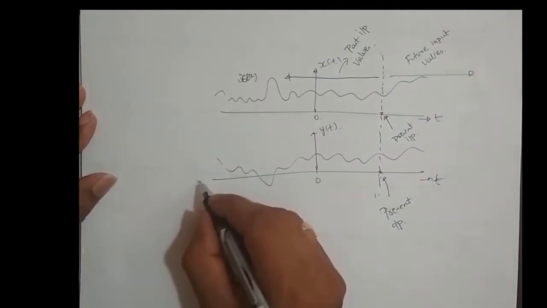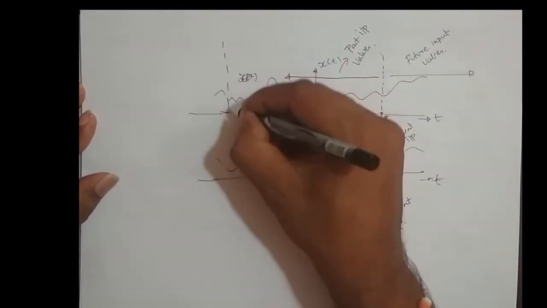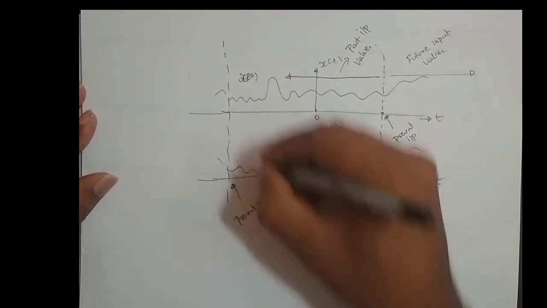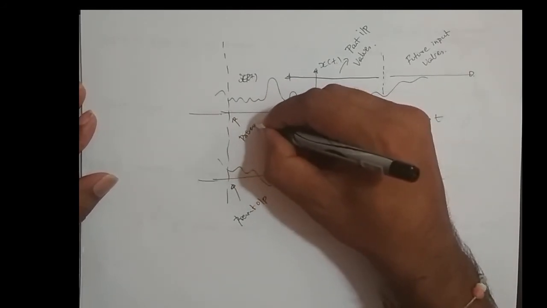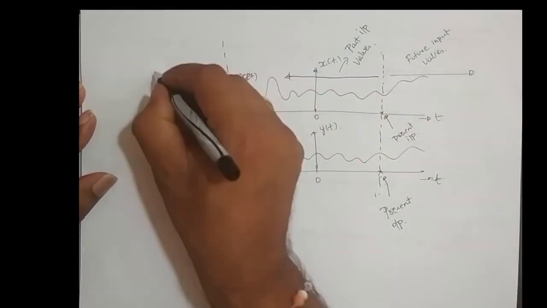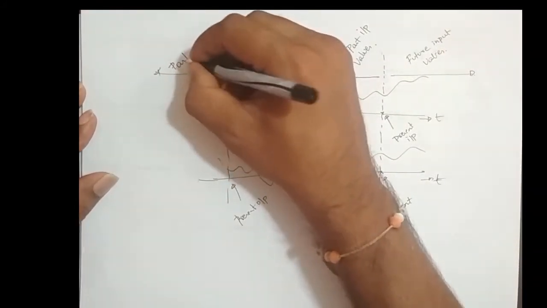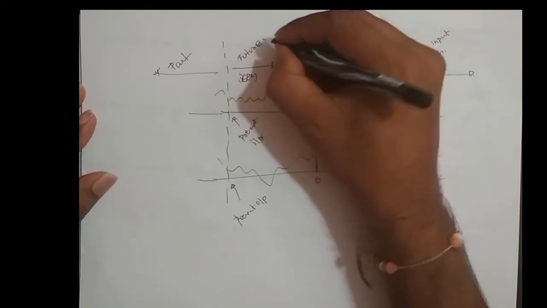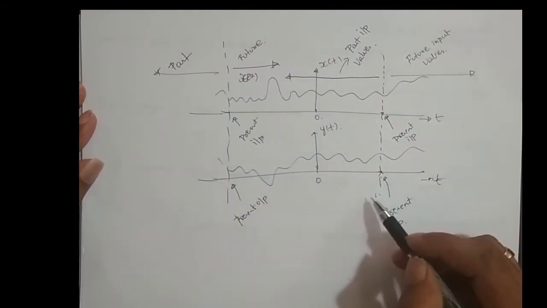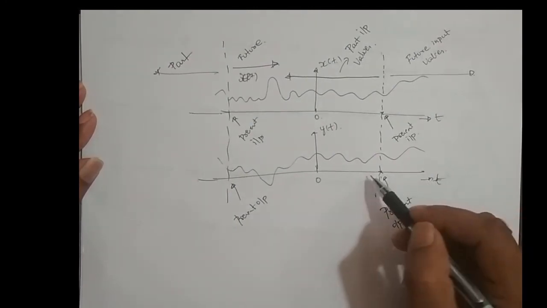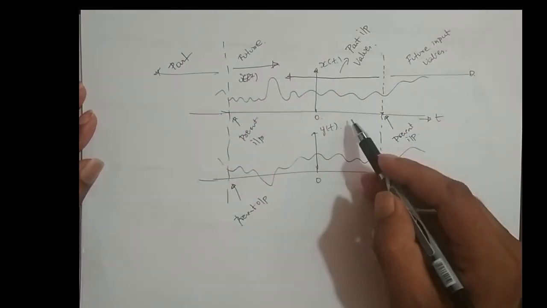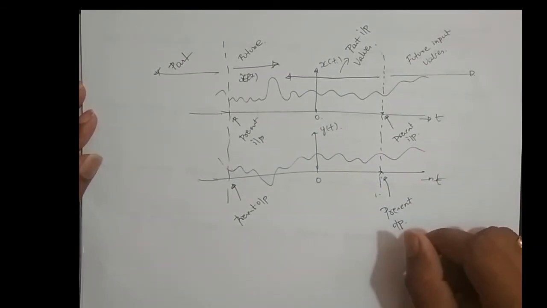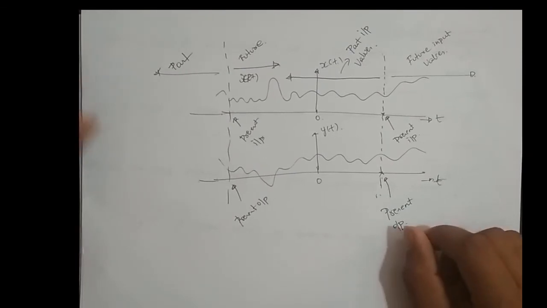Similarly, if I take somewhere here as my present output value, and this is the present input, then the left-hand side of this dashed line is the past input values, and the right-hand side everywhere is the future input values. So this is how we define present input value, present output value, past input value, and future input value. In the next video, we'll take up some examples to show how we check a system's memory and causality.